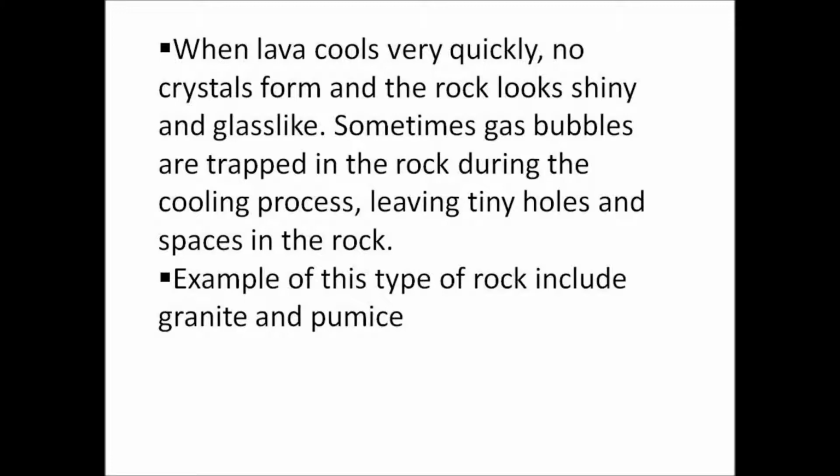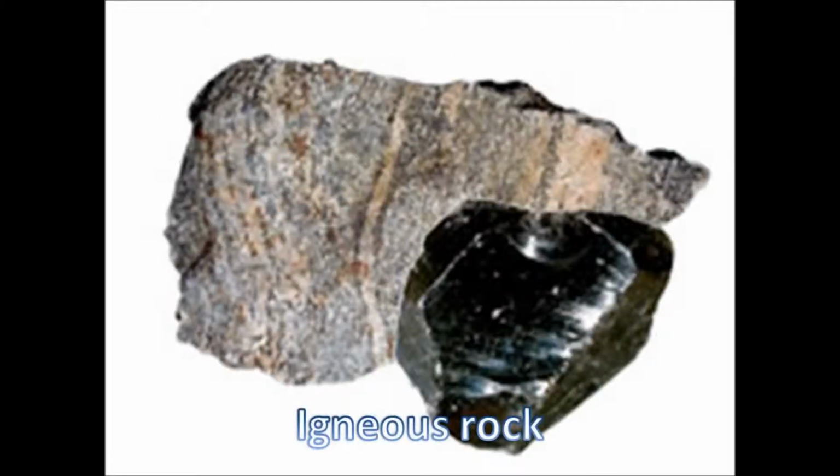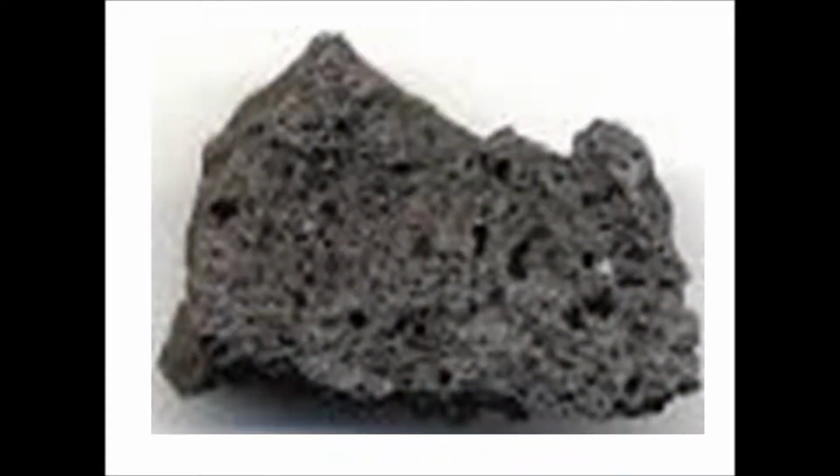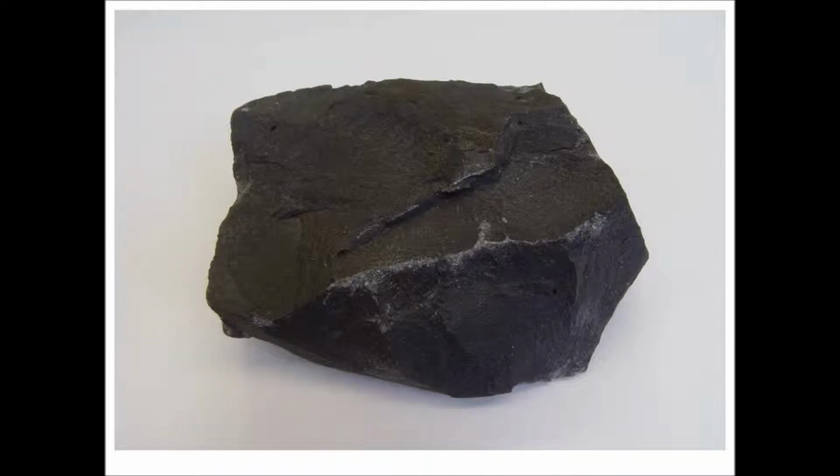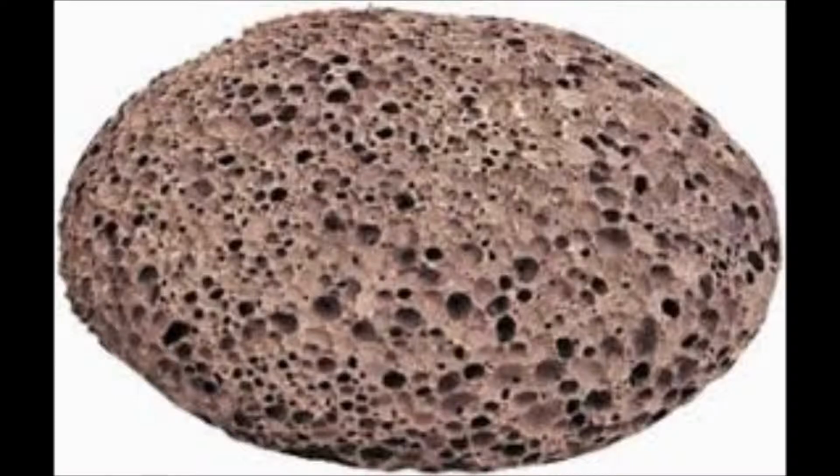When lava cools very quickly, no crystals form and the rock looks shiny and glass-like. Sometimes gas bubbles are trapped in the rock during the cooling process, leaving tiny holes and spaces in the rock. Examples of these types of rocks include granite and pumice.